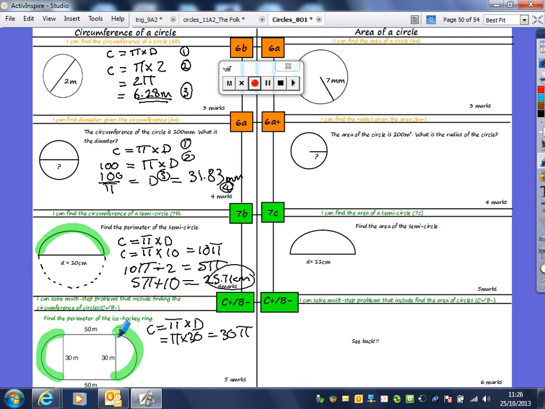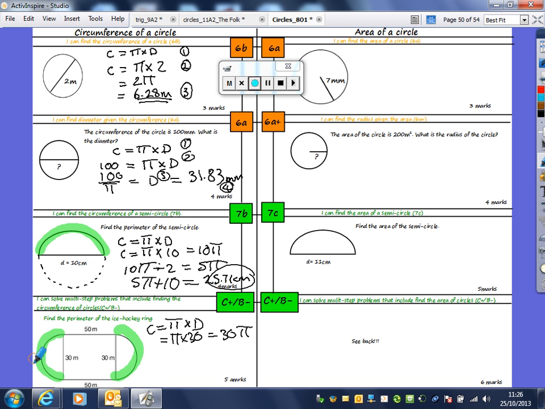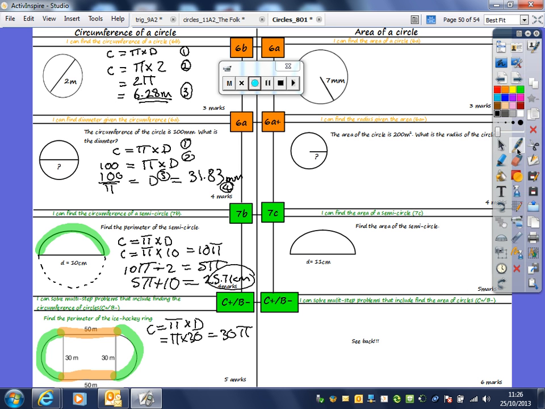Then we've got two other bits we need to add on. What are they? Sam, what are the bits we need to find the outside of that shape? We found these bits, we need to find the outside of the whole shape. What's missing? Do you want to help him out? Just these bits here. That bit of the ice ring. So that's 50 and that's 50. So we add 100 on there, so it's 30 pi plus 100.